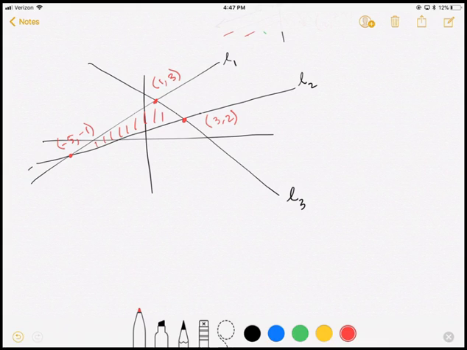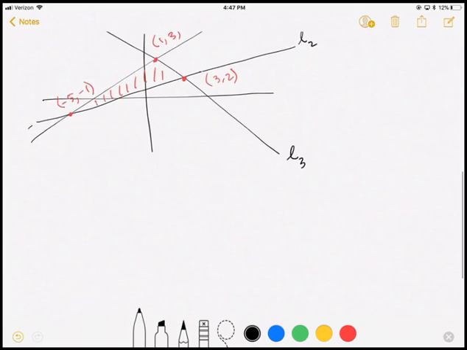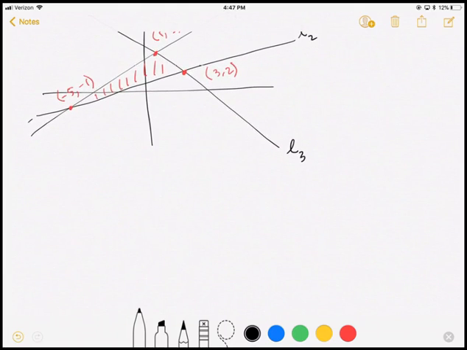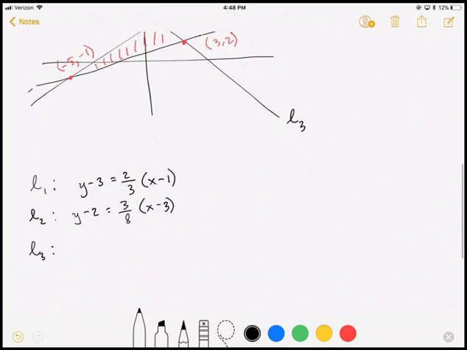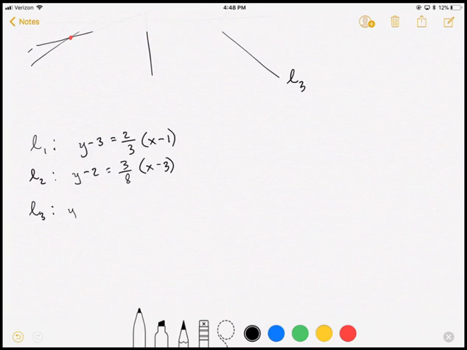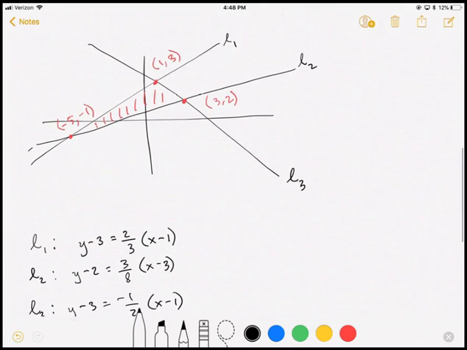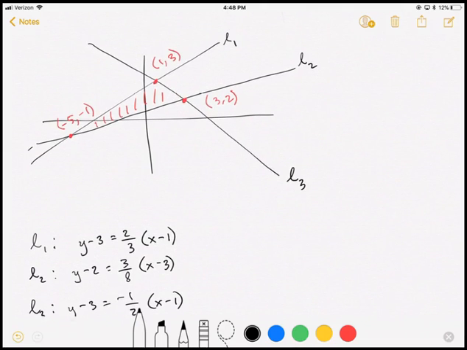I'm just going to tell you what those equations will look like. For line 1, that equation is going to be y minus 3 equals 2/3 times x minus 1. For the second equation, it's going to be y minus 2 equals 3/8 times x minus 3. And for the third equation, it's going to be y minus 3 equals -1/2 times x minus 1. So that's what you get when you take those points and figure out what their equations are.